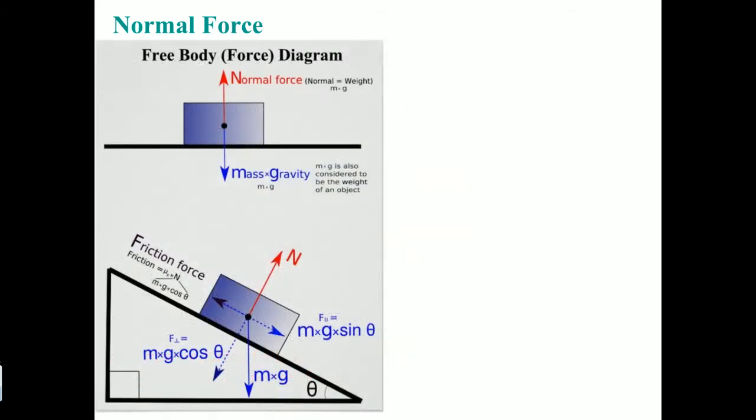The normal force can be seen in two ways. You're going to see it either on a horizontal surface or on a ramp, but it's always touching a surface because of the molecules on the surface.